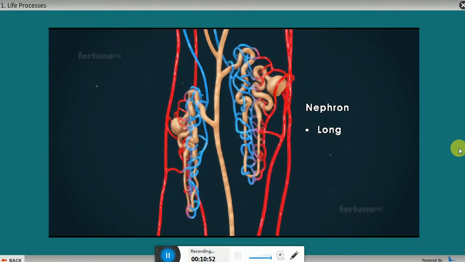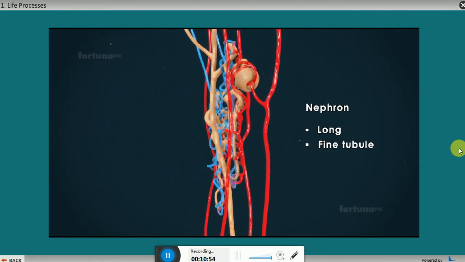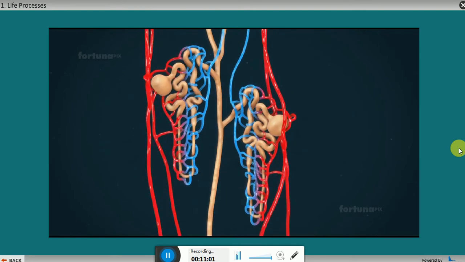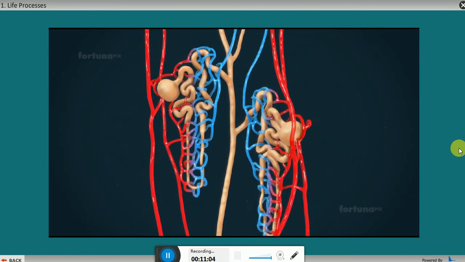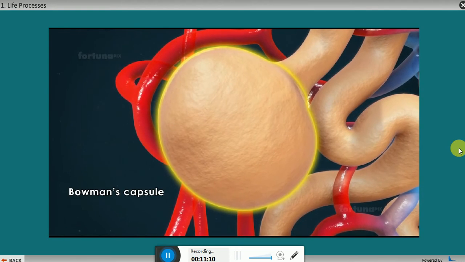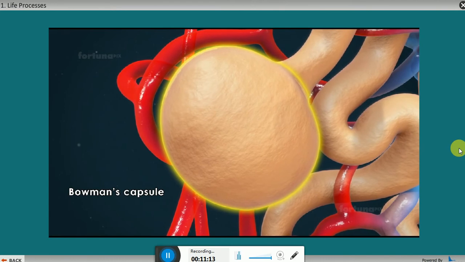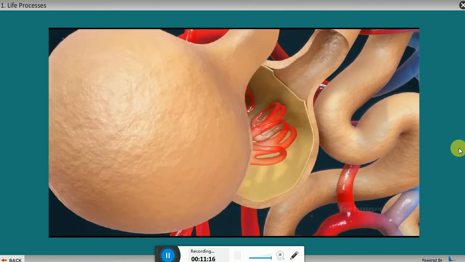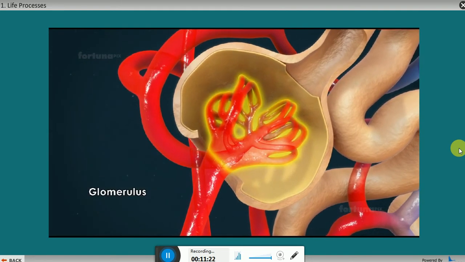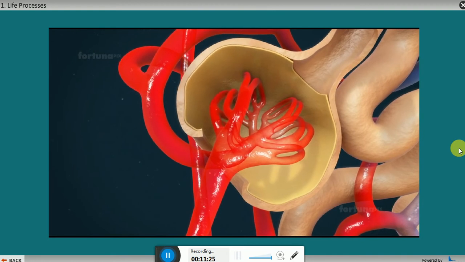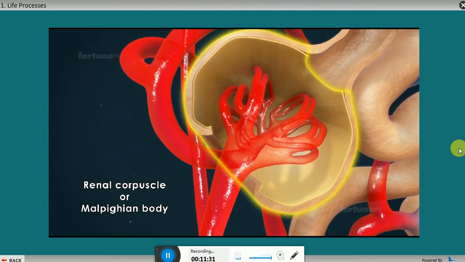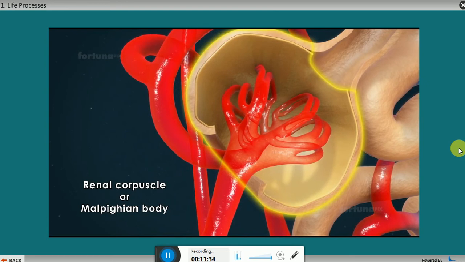Each nephron is a long, fine tubule, about 30 to 55 millimeters long, one end of which is closed and folded into a double-walled cup-like structure known as the Bowman's capsule. This capsule is located in the renal cortex. Inside the Bowman's capsule is a cluster of microscopic capillaries known as the glomerulus. Together, the Bowman's capsule and the glomerulus are known as the renal corpuscle or sometimes a Malpighian body.